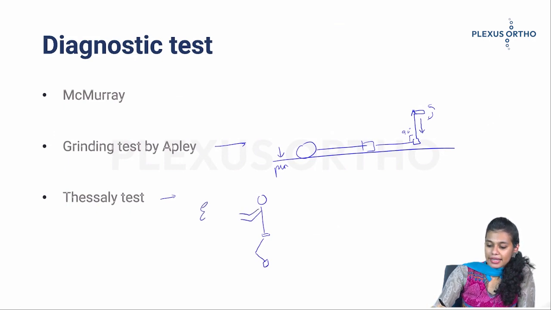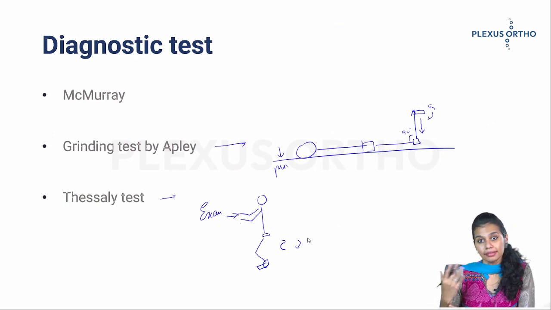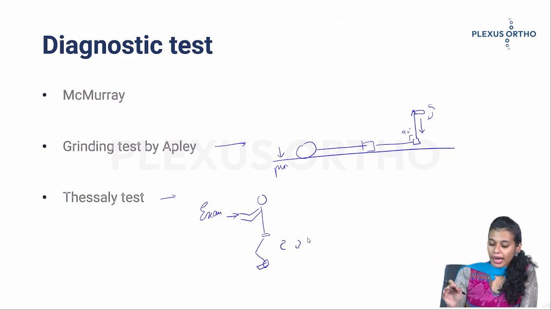And this is the examiner. He will support the patient, holding both his hands, and make the patient stand with the knee in a little flexion, then internally or externally rotate the foot to elicit tenderness. And this is how you will elicit the Thessaly's test. It has a very good accuracy rate, but it's a little difficult to elicit.